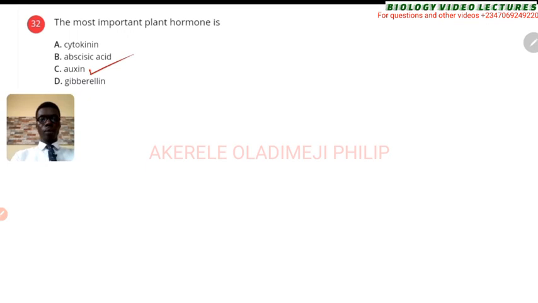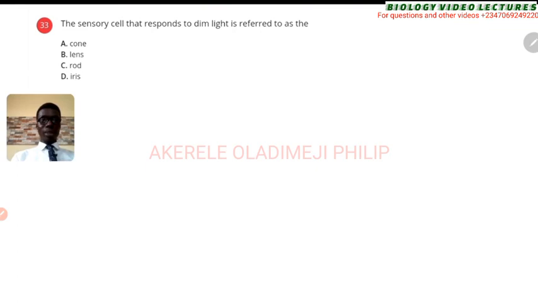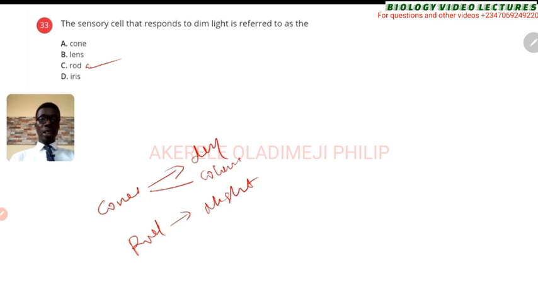Basically, the sensory cells that respond to dim light are referred to as, that would be rods, please. Let me explain some things quickly. We use cones to see during the day, and we also use them to perceive color, to appreciate colors of objects. While we use rods at night or in dim light, and we use them to appreciate, let's say, black and white kind of color, so to say.